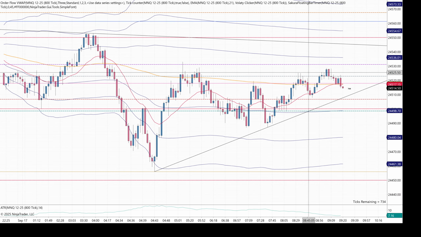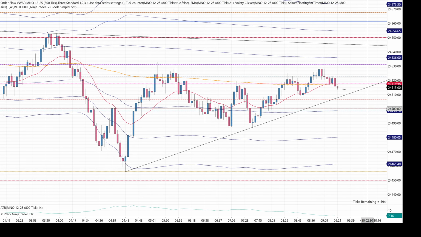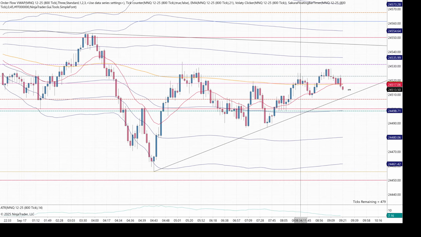We are on VWAP. This dotted orange line is my VWAP. This red line is my 21 exponential moving average. And then I do like to mark the 50 levels. So 50, 100, so 500, 550, 450, and so on and so forth. Those are typically areas of support and resistance.